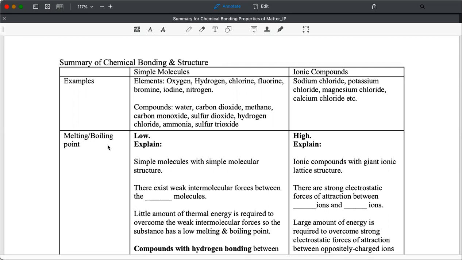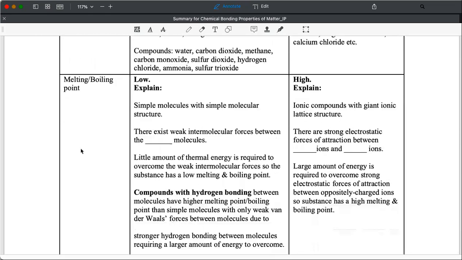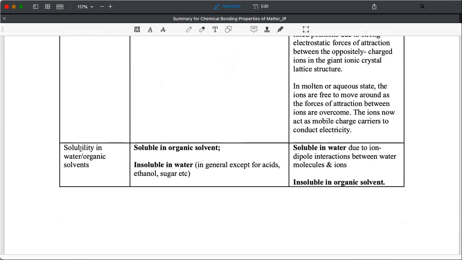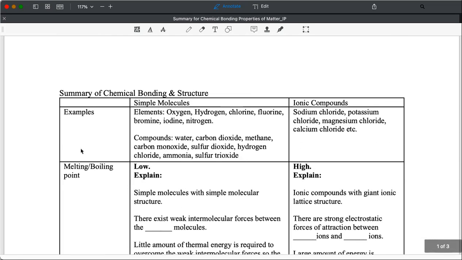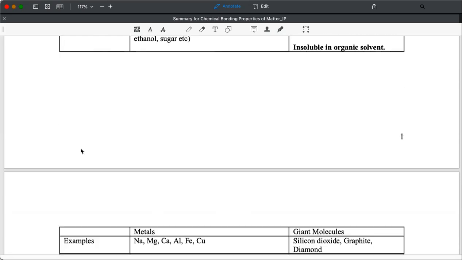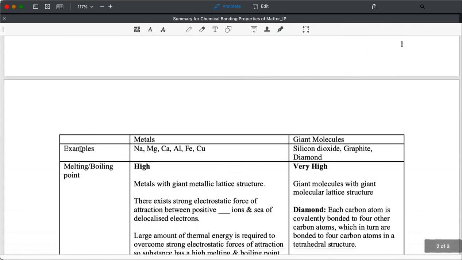Today I decided to go through the summary of chemical bonding and structure, which is relevant for the GCE O-level syllabus as well as the IP syllabus. This topic is a very big topic in chemistry, where students need to relate the physical properties such as melting or boiling point, electrical conductivity, solubility in water or organic solvent, to the structure and bonding of different substances. In the syllabus, you need to know these substances: simple molecules, ionic compounds, metals, and giant molecules.